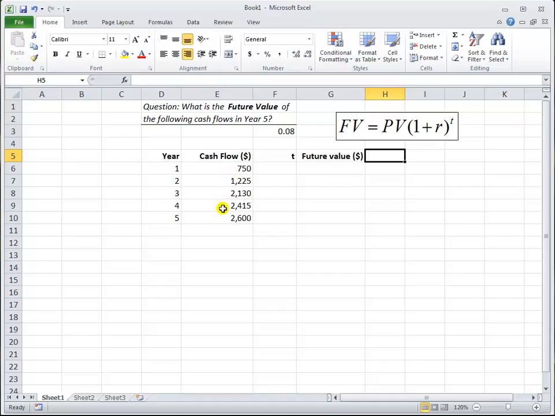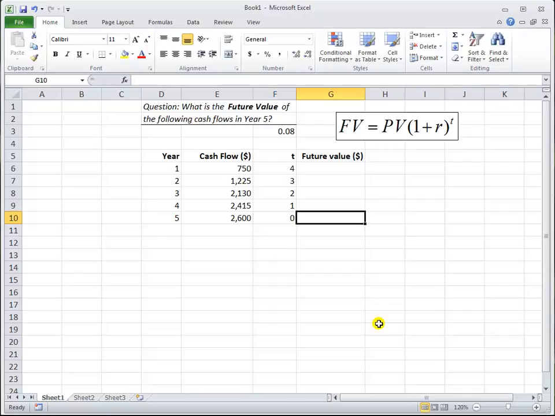So cash flows available, these are the present values. Rate of interest available 0.08. T, the number of years that each cash flow has to grow. We need information on that, so let's fill this out. Cash flow that comes to us in year 1 had 4 years to grow. Cash flow coming in year 2 has 3 years to grow, 2 years to grow, 1 year to grow, has no time to grow at all.